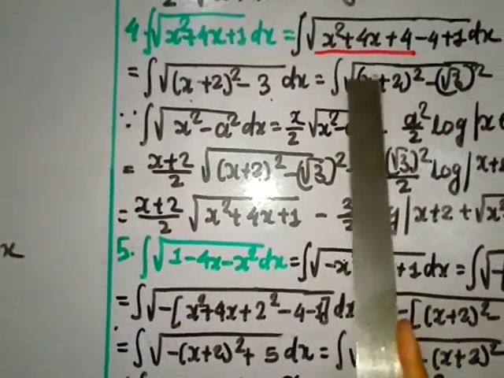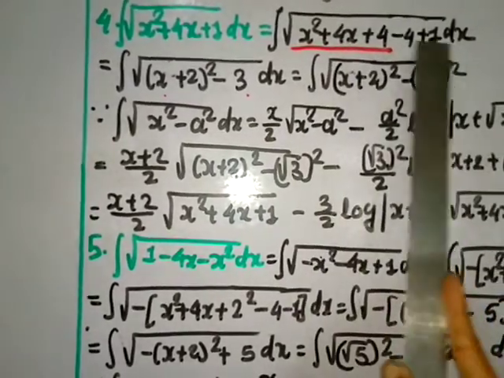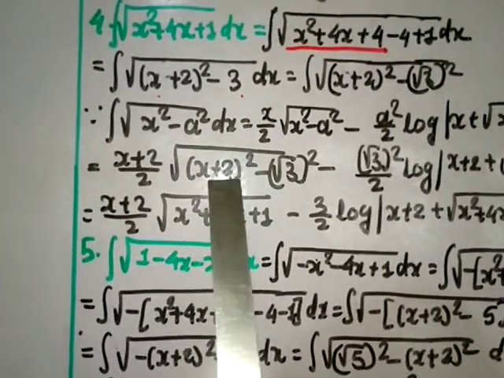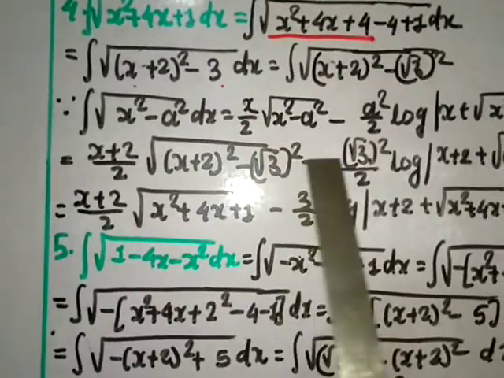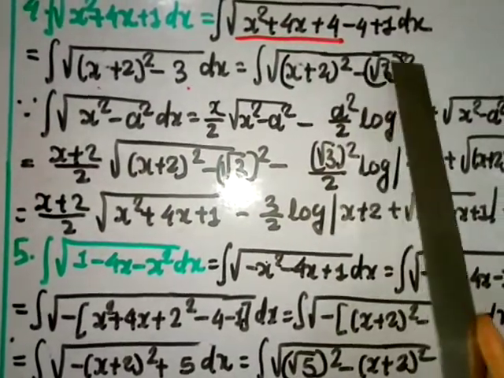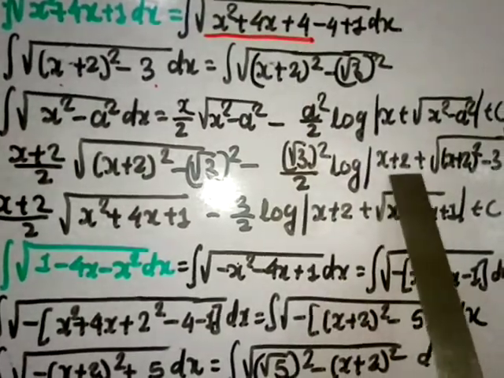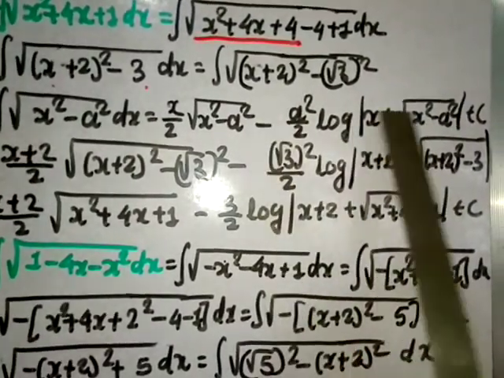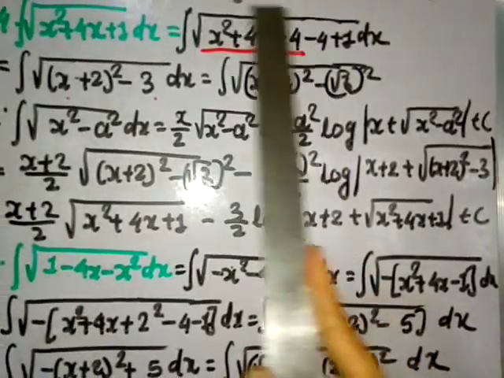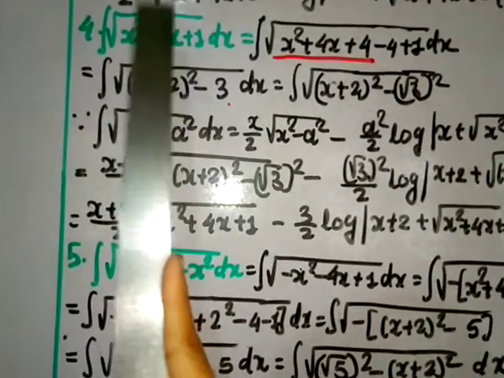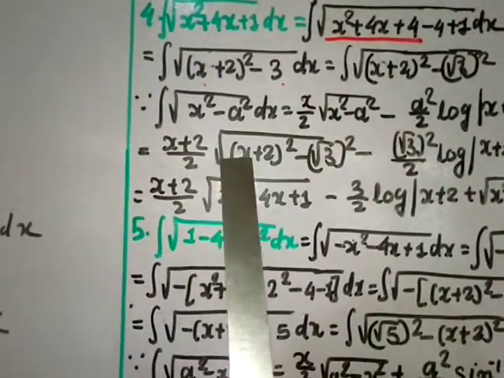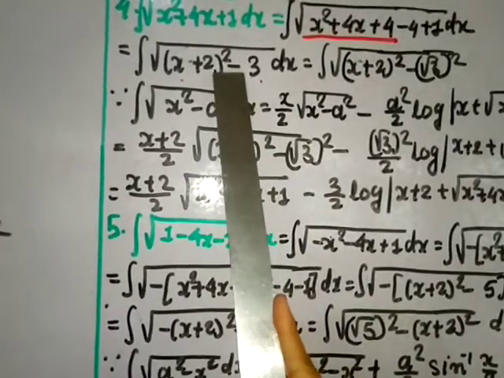In the square root is this same thing, so this one. Okay, so I write in the square root (x plus 2) whole square minus (root 3) square, that is a square. A is root 3, so root 3 square divided by 2 log of x plus 2 plus this value. But this value is nothing but brought from here. Okay, so I'll put back this value. So (x plus 2) by 2 as it is, instead of this, which is derived from here.